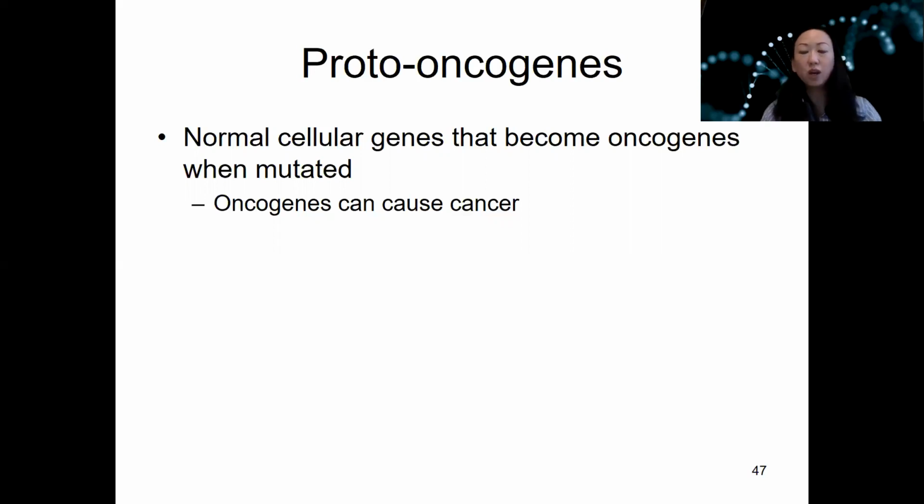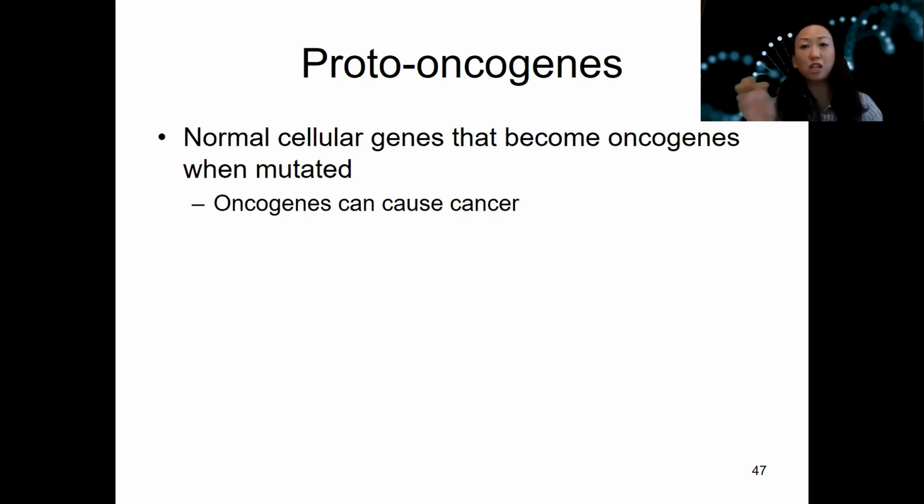But what if it mutates? What if it mutates and now, without the ligand, it keeps signaling growth? That's like a stuck gas pedal. That's a gain of function. So that's the difference between proto-oncogene and tumor suppressor gene. When proto-oncogene gains function and keeps signaling, nobody is telling it to grow, but somehow it's stuck in the receptor activation situation.